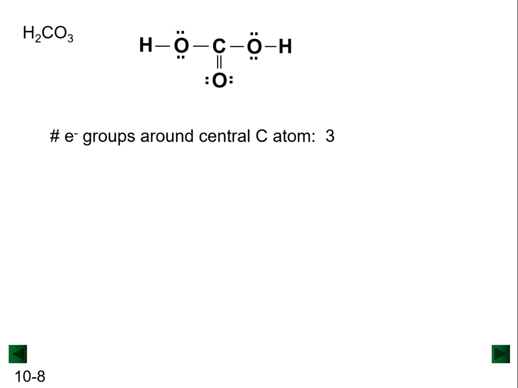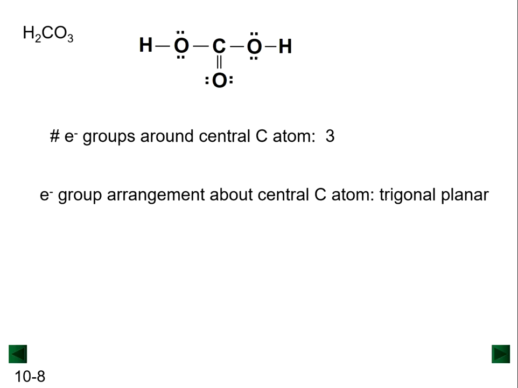You should see 3 electron groups. There's one single bond, there's a second single bond, and then there's a double bond. The double bond is one electron group, and each of the single bonds is an electron group. So the electron group arrangement around the central carbon atom now is trigonal planar.